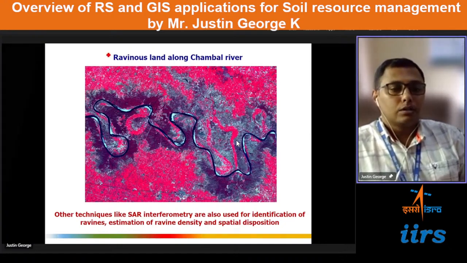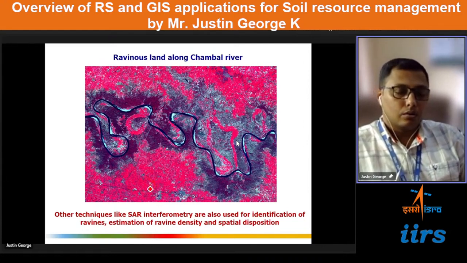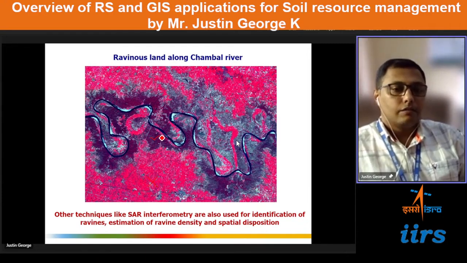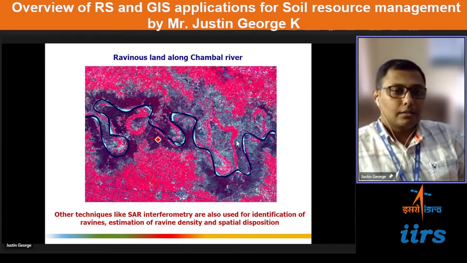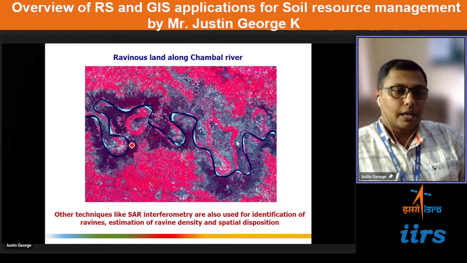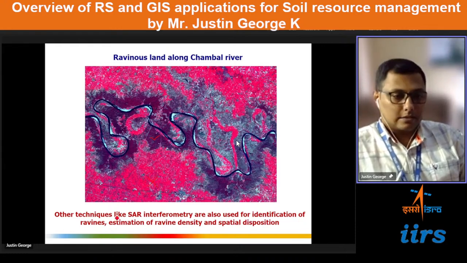And this is how the ravinous lands along the Chambal River occur. So these bright red patches are nothing but the good agricultural or cropped areas, where these are mainly highly dissected ravinous lands. Immediately after the rainy season we will have a good amount of lush vegetative growth from the scrubs and other things. But once the moisture availability decreases, this entire area becomes dry. Because of the land dissection only, the entire area appears very rough in texture.